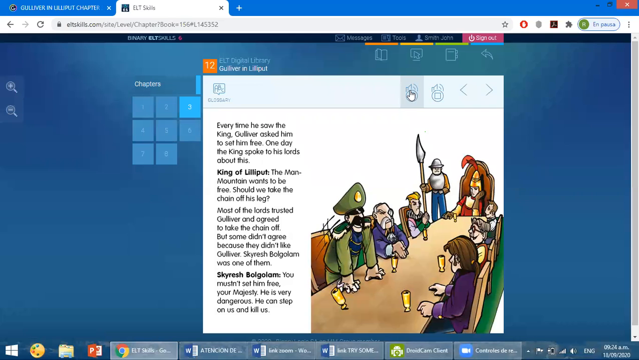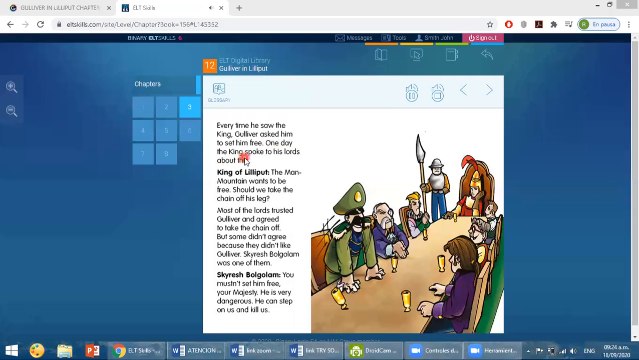Listen. Every time he saw the king, Gulliver asked him to set him free. One day, the king spoke to his lords about this. "The Man Mountain wants to be free. Should we take the chain off his leg?" Most of the lords trusted Gulliver and agreed to take the chain off, but some didn't agree because they didn't like Gulliver. Skyrish Bolgolam was one of them. "You mustn't set him free, Your Majesty. He is very dangerous. He can step on us and kill us."